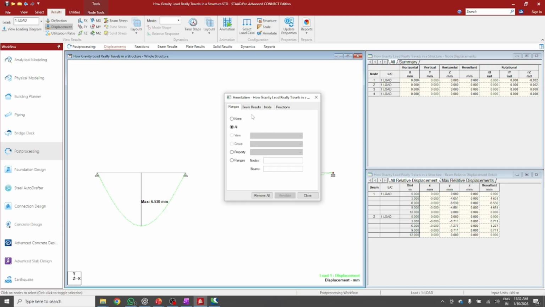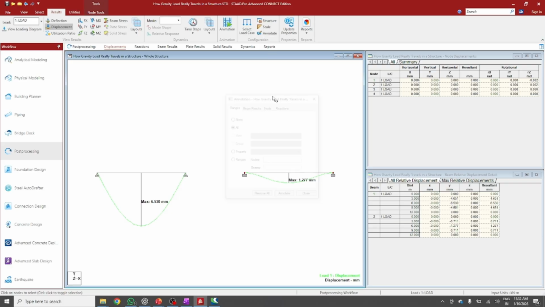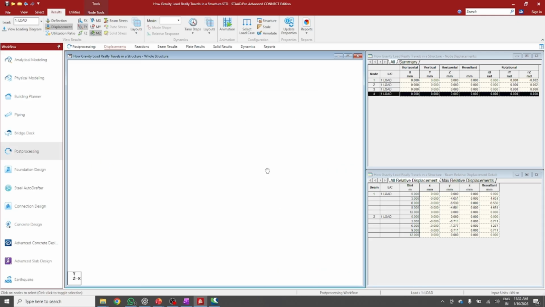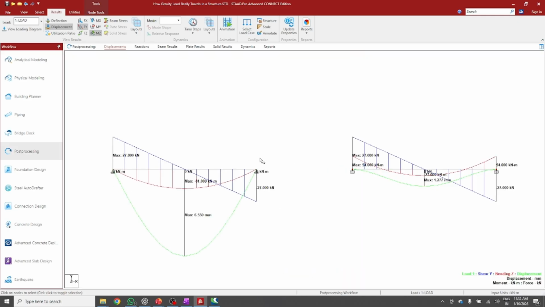Let us compare these. Let me see if I can apply. Okay, in the same model I have deflection, shear force and bending moment. Now let me show values at ends, maximum and at midspan, all three, and take out displacement maximum, annotate. Yes, now let us see what is happening.